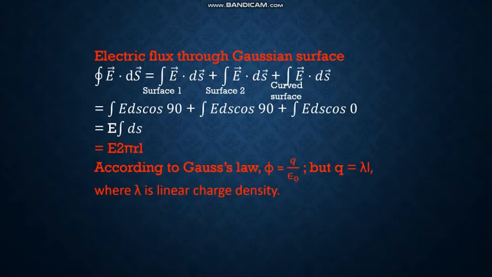Applying Gauss's law, total flux E into 2 pi r L is equal to lambda L by epsilon naught, and therefore the electric field is equal to lambda by 2 pi r epsilon naught.